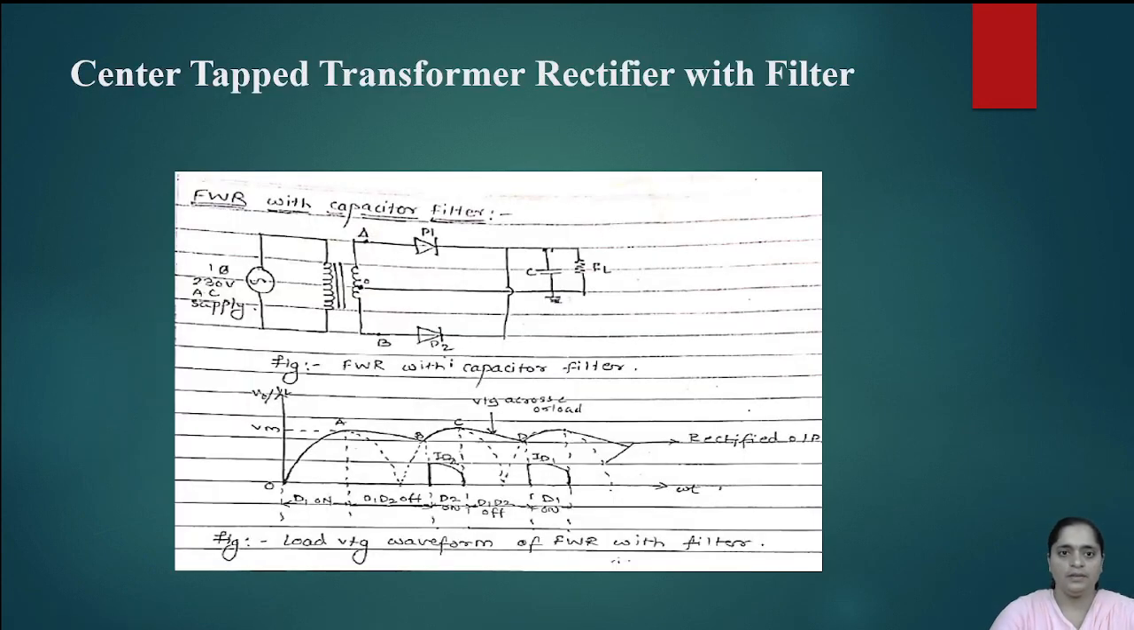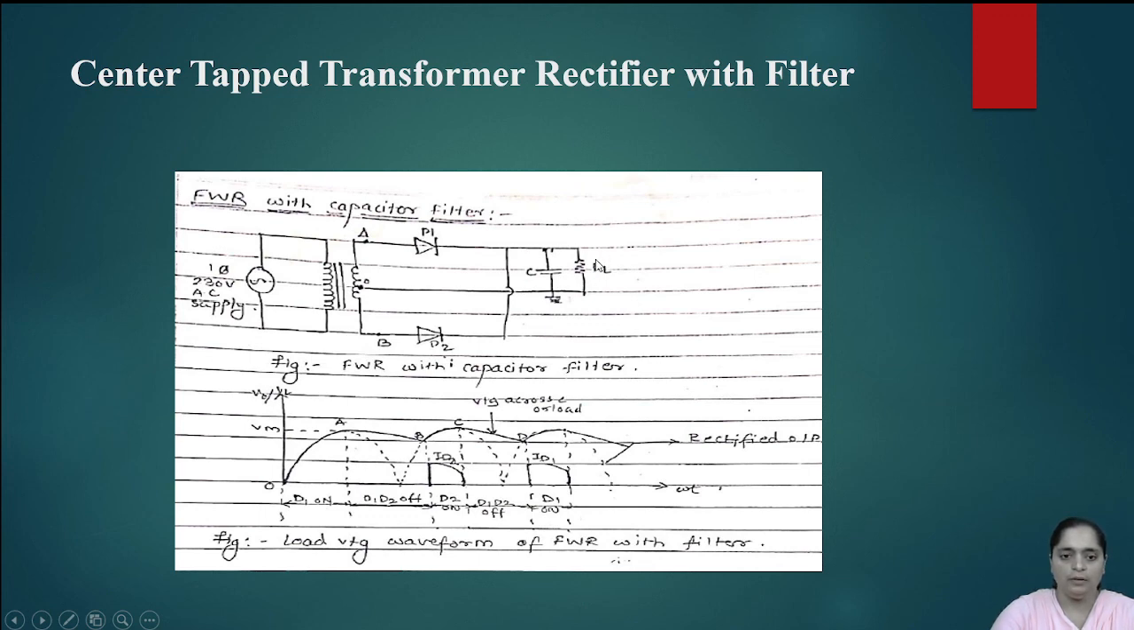Now we will see the center tapped transformer rectifier with filter. We will see the different components required for designing a full wave rectifier with capacitor filter. A single phase 230-volt AC supply is required. A step down center tap transformer is required. Two diodes are required, one capacitor is required and one load resistance is required.